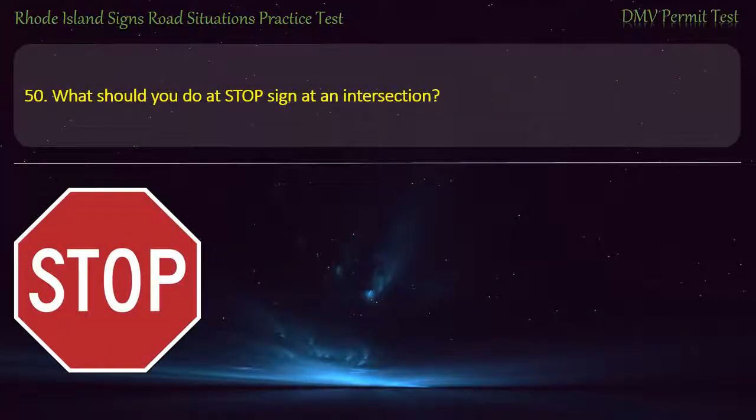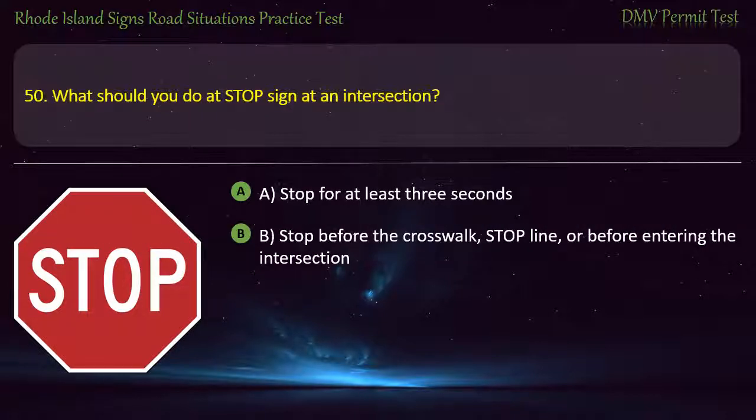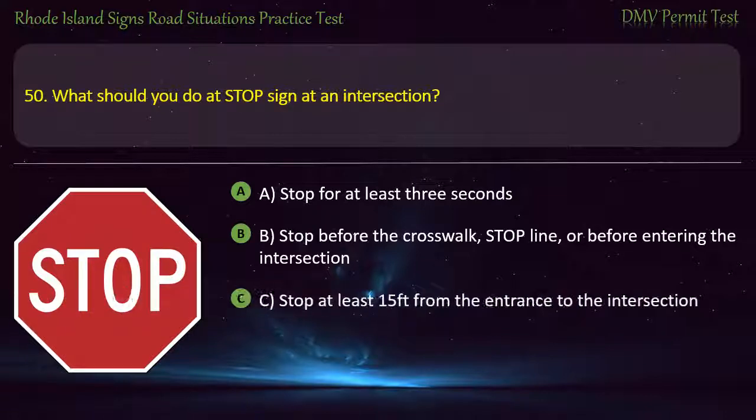Question 50. What should you do at a stop sign at an intersection? A. Stop for at least 3 seconds. B. Stop before the crosswalk, stop line, or before entering the intersection. C. Stop at least 15 feet from the entrance to the intersection. D. Answers A and B. Answer. D. Answers A and B.